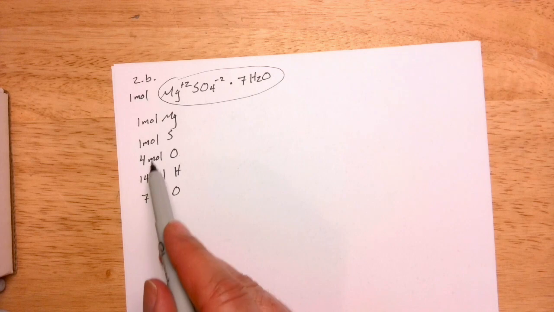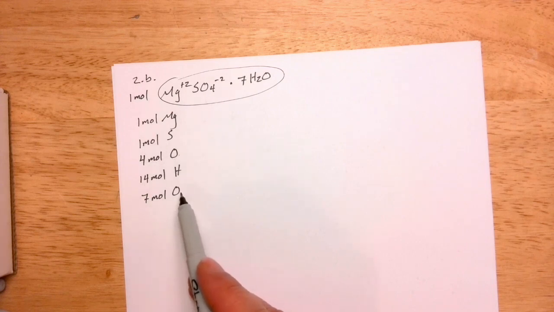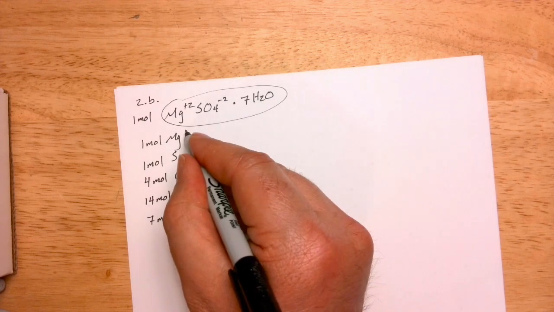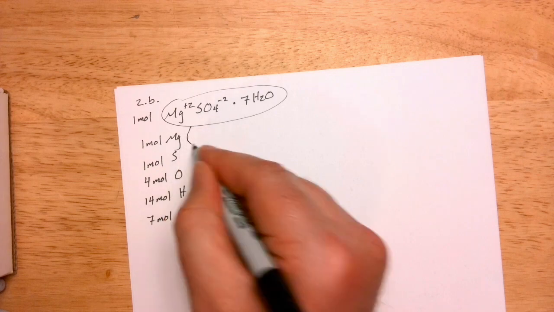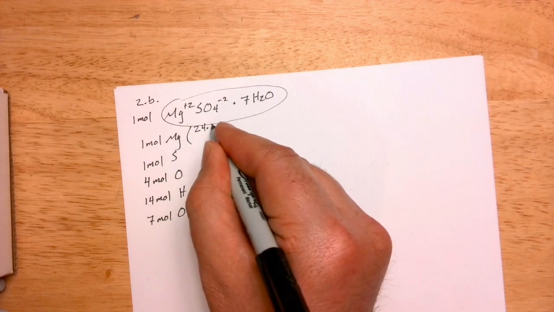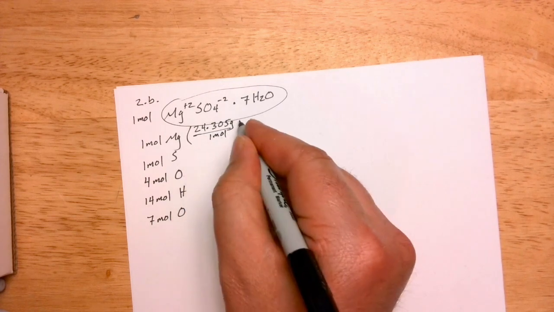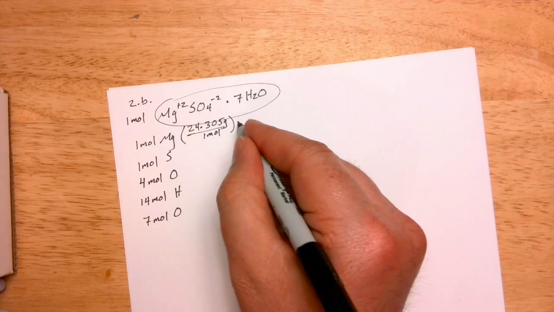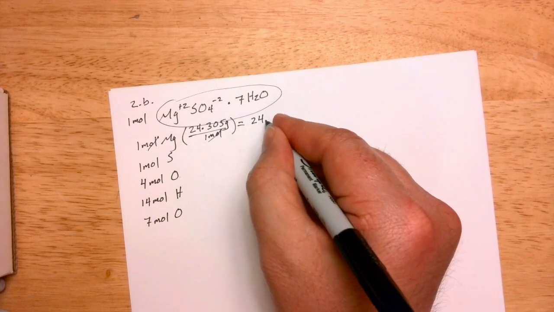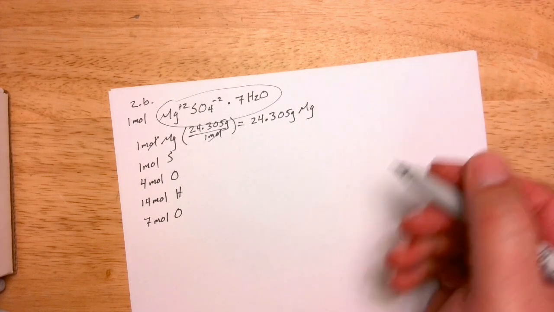So here is your magnesium sulfate, here is your water. You want to keep these oxygens separate from each other. So you need to look up the formula weights for each one of those and convert the moles to grams. Magnesium, if you look on the periodic table, is 24.305 grams for every 1 mole. Moles will cancel. So that gives you 24.305 grams of it is magnesium.